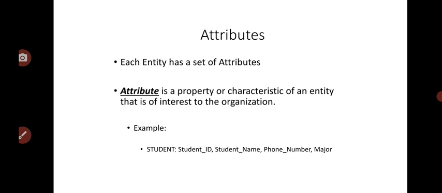Attributes: each and every entity contains several properties, and these properties are called attributes. An attribute is a property or characteristic of an entity that is of interest to the organization. Example: student. Student is the entity. For that student we might have several attributes, such as student ID, student name, phone number, major, that means the course in which the student is studying. So these are all several attributes. Here we mentioned only a few attributes.